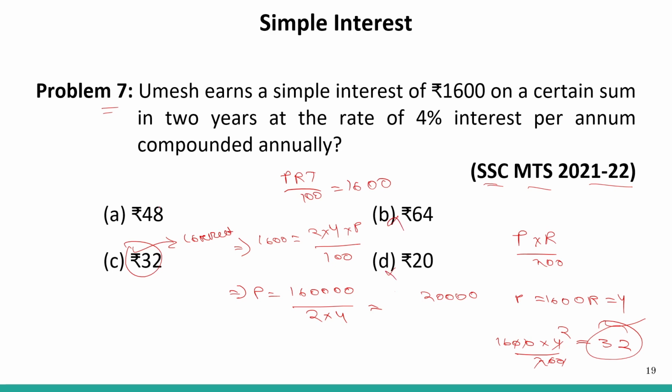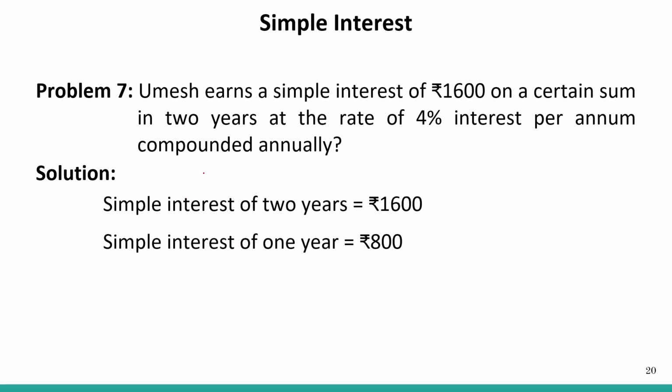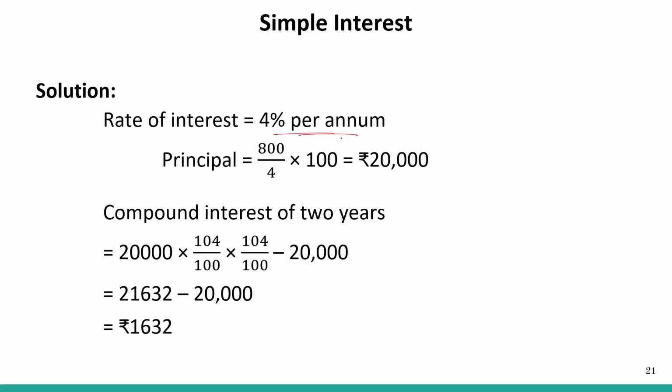A, B, and D are wrong here. So let's see the step-by-step solution. Simple interest for 2 years will be this much. Simple interest for 1 year will be 800, right? The rate of interest is 4% per annum. So the principal amount is 20,000. So compound interest for 2 years will be 20,000 into 104 into 104 whole by 10,000, minus 20,000, because CI is equal to P into (1 plus R by 100) whole power T minus P. This is the formula for amount.